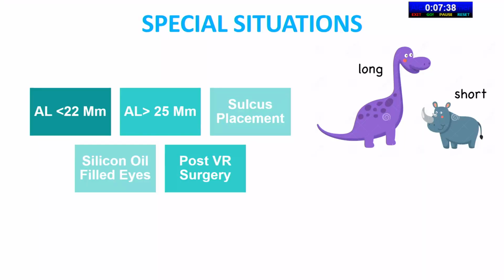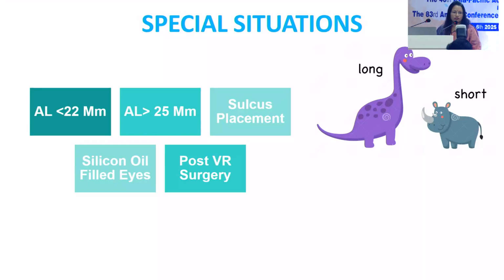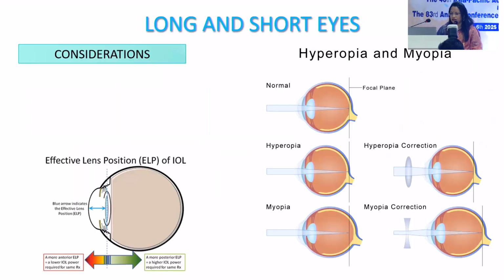Yeah, thank you. So I would be primarily talking about longer axial length and shorter axial length, sulcus placement of IOL, silicone filled eyes, and post VR surgery eyes. So why are we considering these long and short eyes?